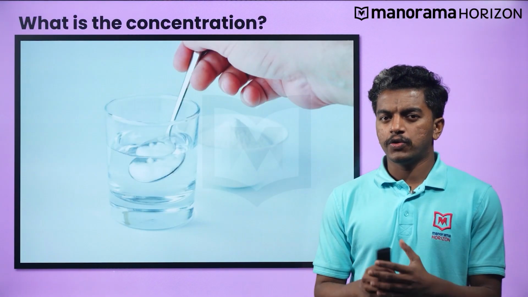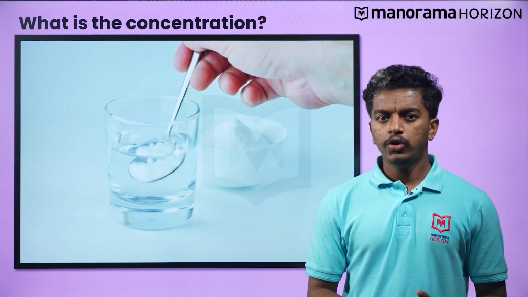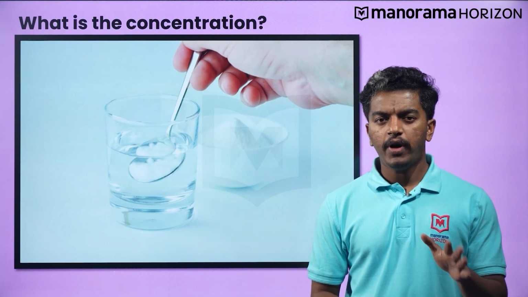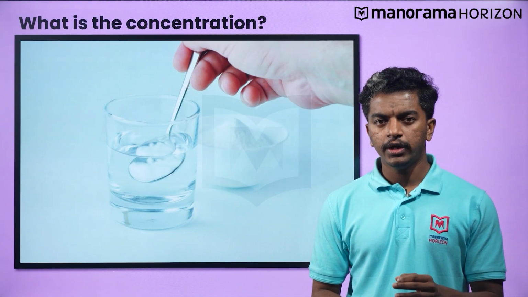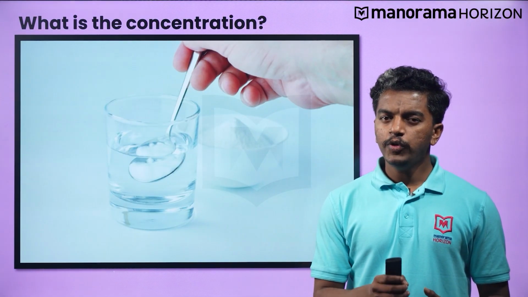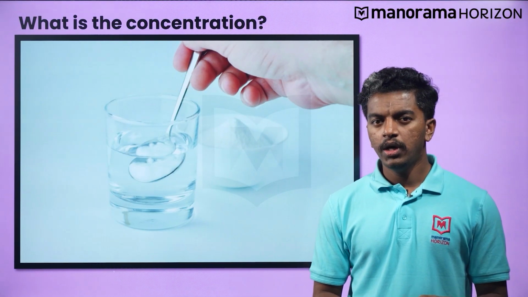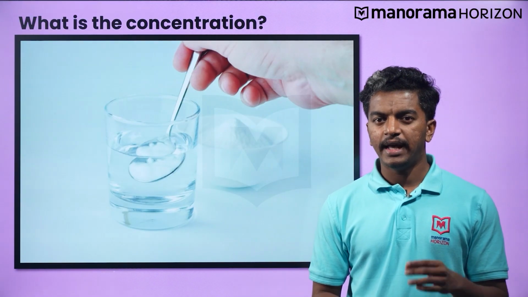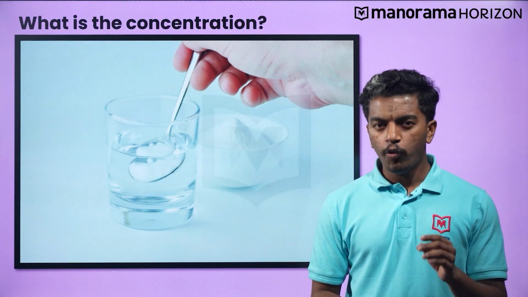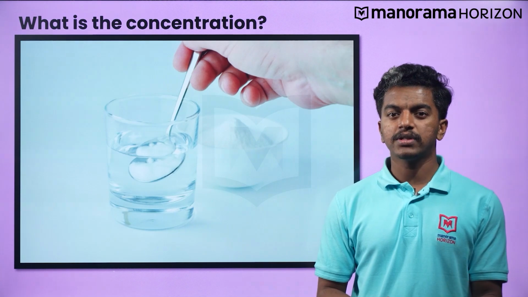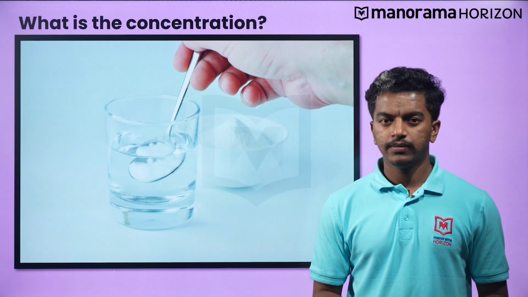Suppose you have 2 glasses of water of equal quantity. To one of the glasses, you add 5 spoons of salt, and to the other, you add 2 spoons of salt. Which is concentrated and which is dilute? You will say the first one is concentrated and the second one is dilute. However, you cannot say how concentrated or how dilute it is.